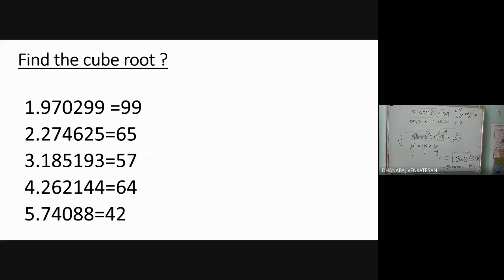Other problems are based on simplification. You have to be thorough in number system, and you have to mostly use the BODMAS rule. Often use the BODMAS rule, then you will get the answer correctly.